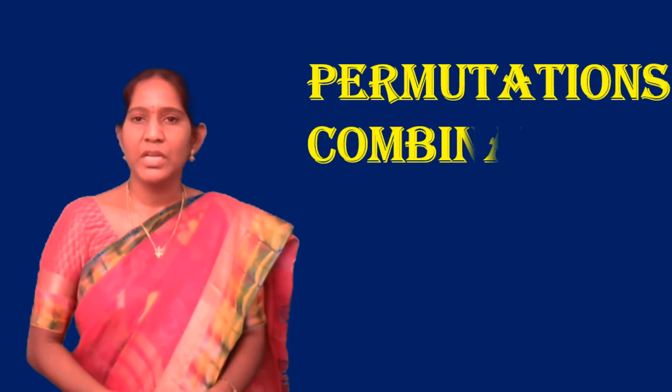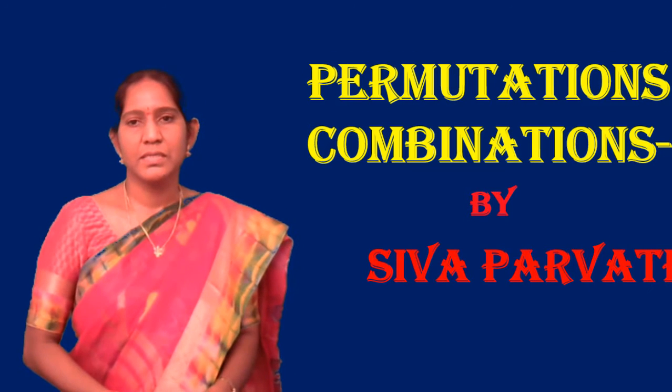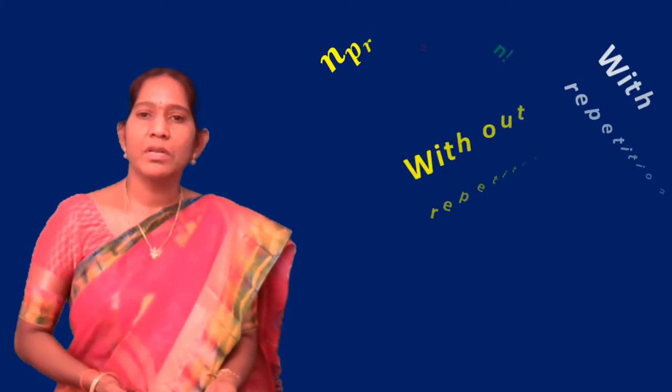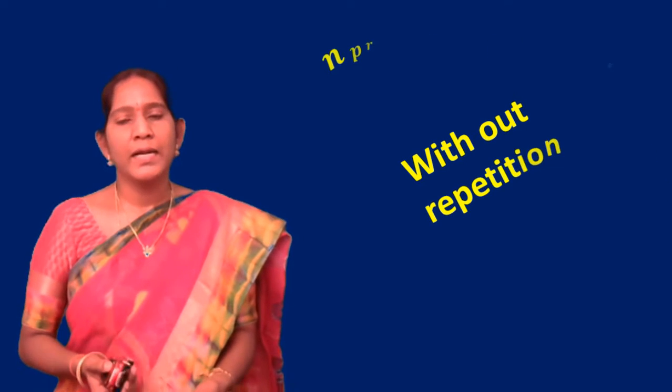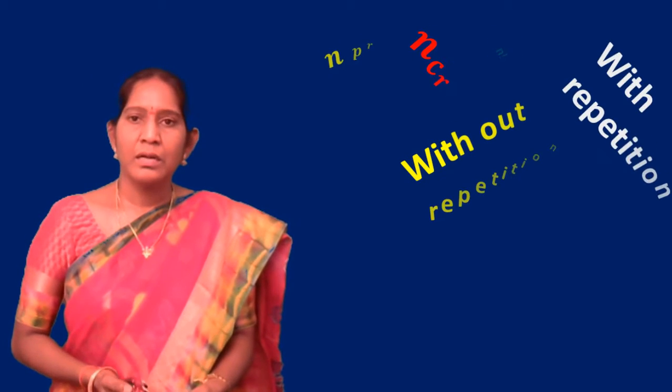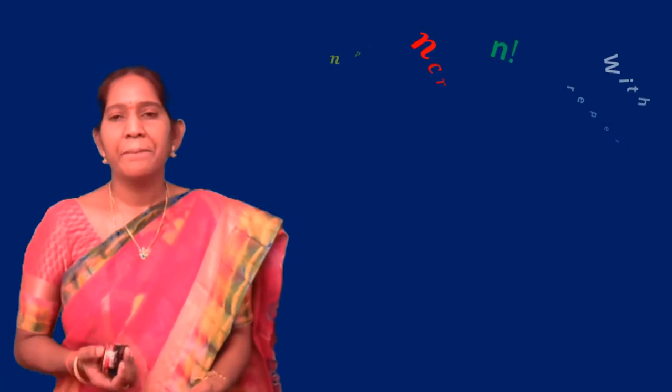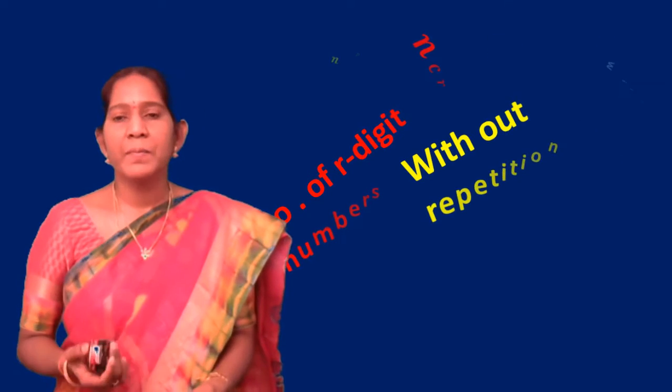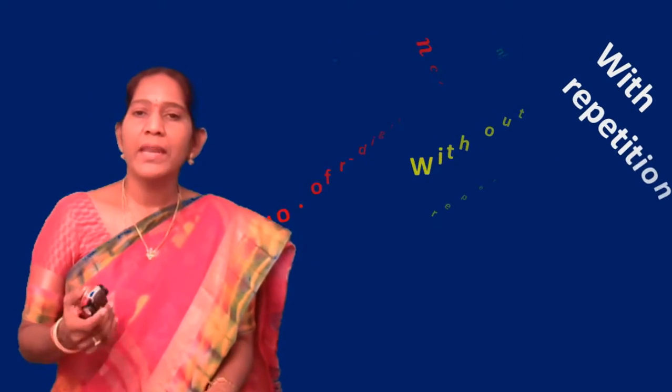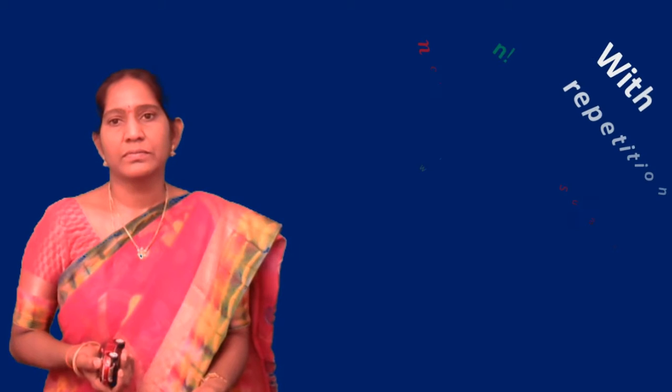Hi students, this is a continuation class of permutations and combinations. In previous sessions, you learned the number of odd-digit numbers formed by using n digits without repetition, if 0 is not included and if 0 is included. Now, in this session, I am going to teach you the number of odd-digit numbers formed by using n digits when repetition is allowed.